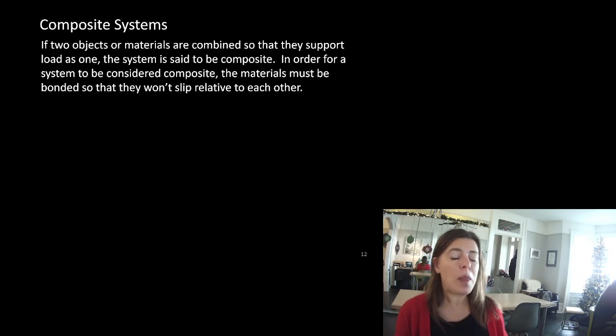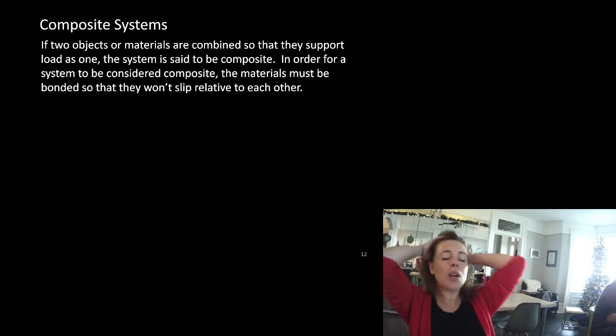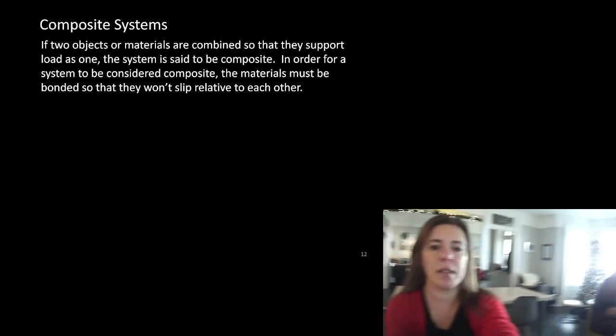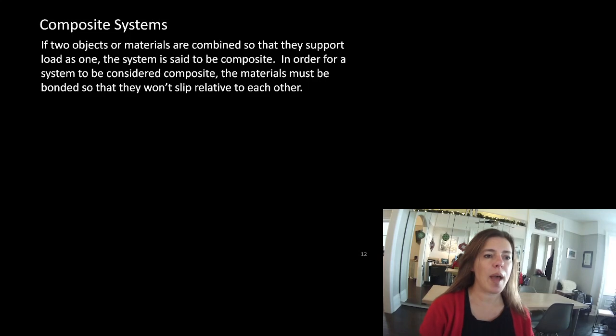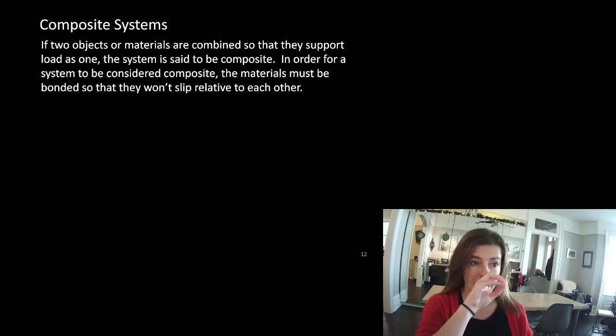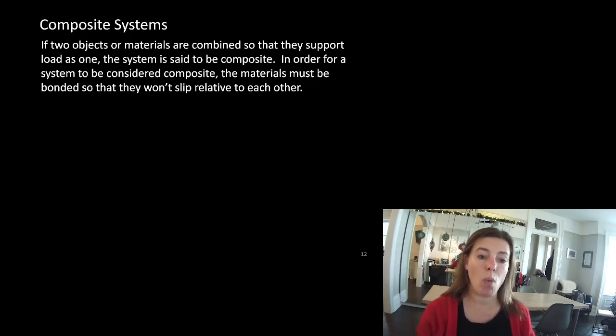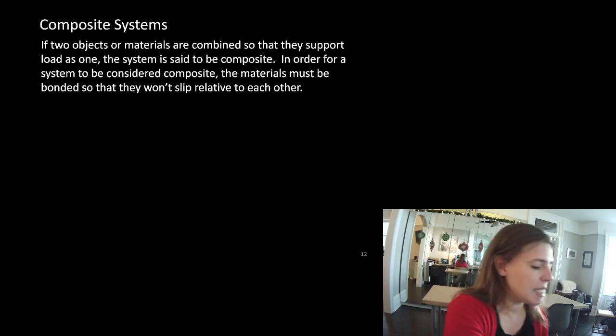So let's talk about composite now. What does composite mean? So here, let's twist it around. Okay. If two objects are combined so they support the load as one object, the system is said to be composite. In order for a system to be considered composite, the material must be bonded so that it won't slip relative to each other. What does this mean?